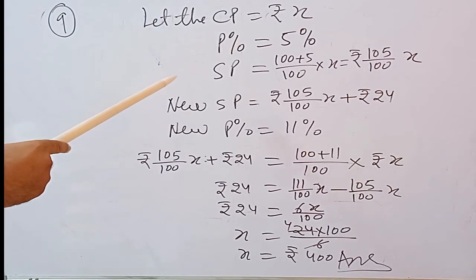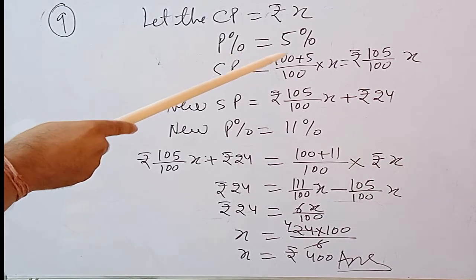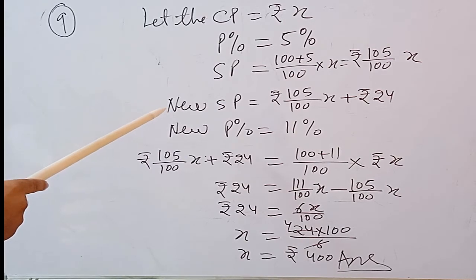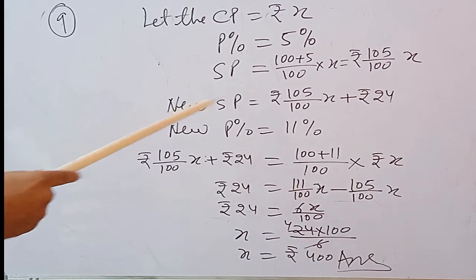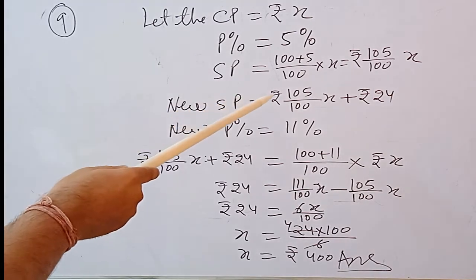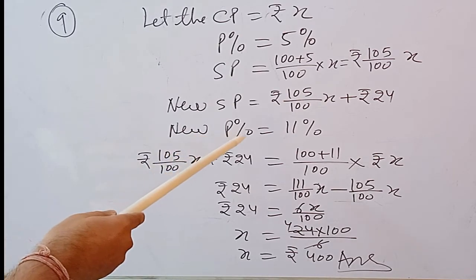given 5%. So we will get the selling price, that is 100 plus 5 upon 100 into the cost price, that is rupees 105 upon 100 X. Now new SP, that is he is going to sell this product 24 rupees more, the new selling price will be rupees 105 upon 100 X plus rupees 24, and the new profit percent is given 11%.